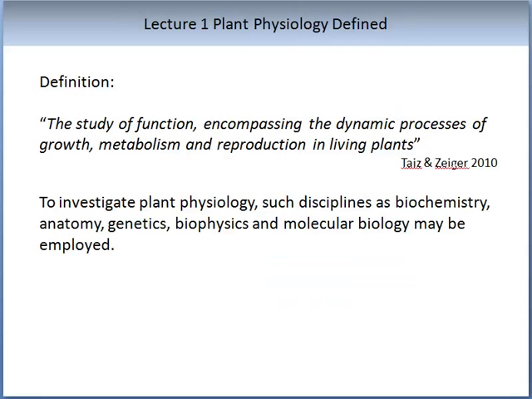So let us define plant physiology. Plant physiology is a wide scope of contents and can cross many disciplines. As a result, there are many definitions. For the purpose of the subject, we are going to use the Taiz and Zeiger definition of plant physiology that states it is the study of function encompassing the dynamic process of growth, metabolism, and reproduction in living plants. To investigate plant physiology, such disciplines as biochemistry, anatomy, genetics, biophysics, and molecular biology may be explored.